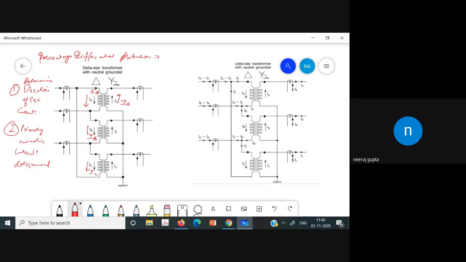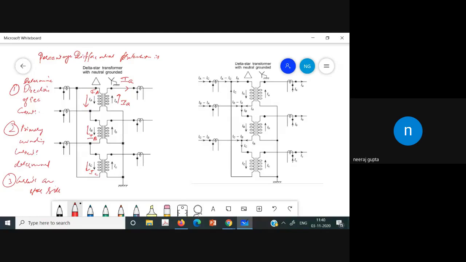Now the currents on the star side are determined. Third point is that the currents on the star side are determined. So this is the star side. In this case, you will see that this is IA, then the current on the star side is the same. We will have phase current equal to line current in that case. Now, this is the third step.